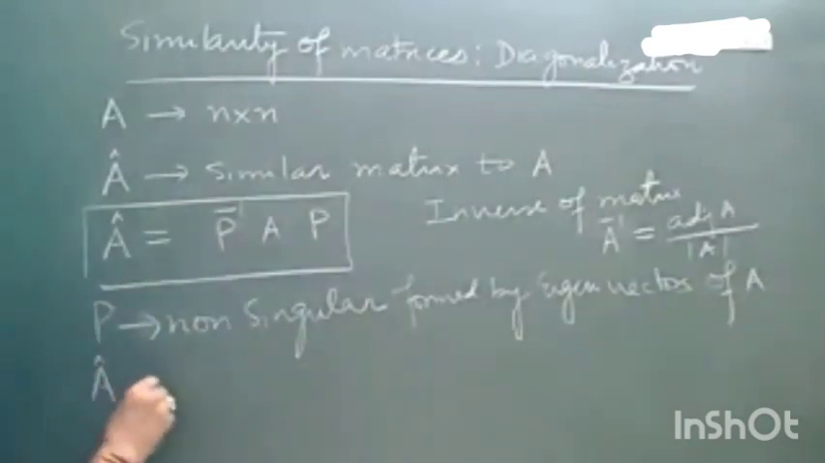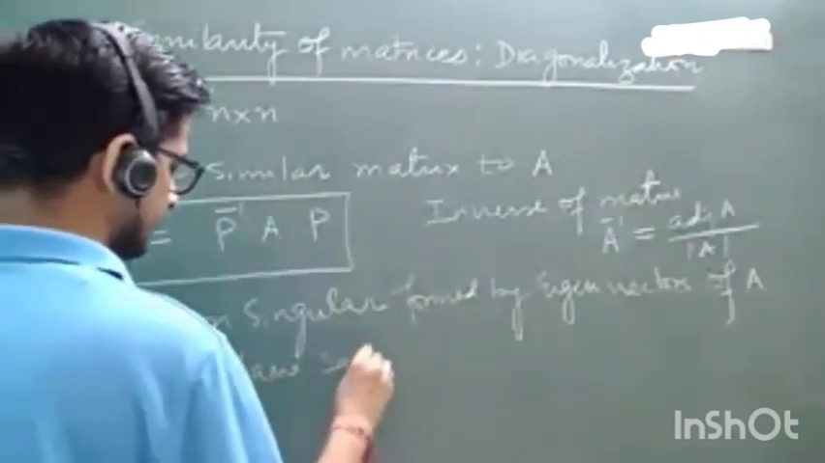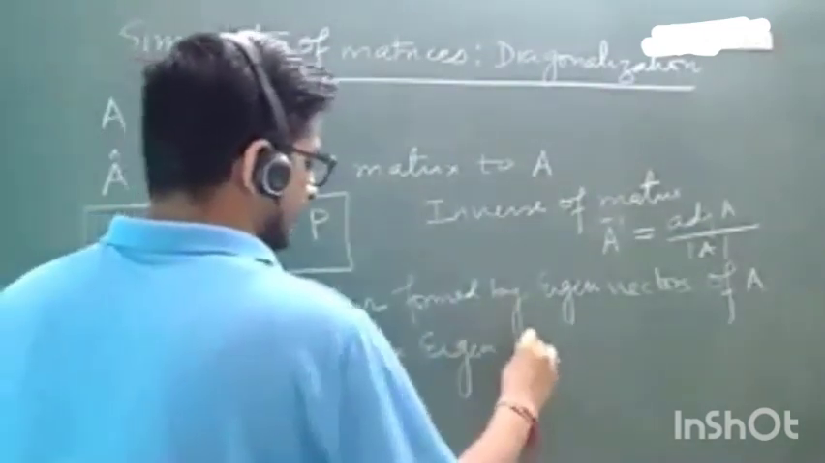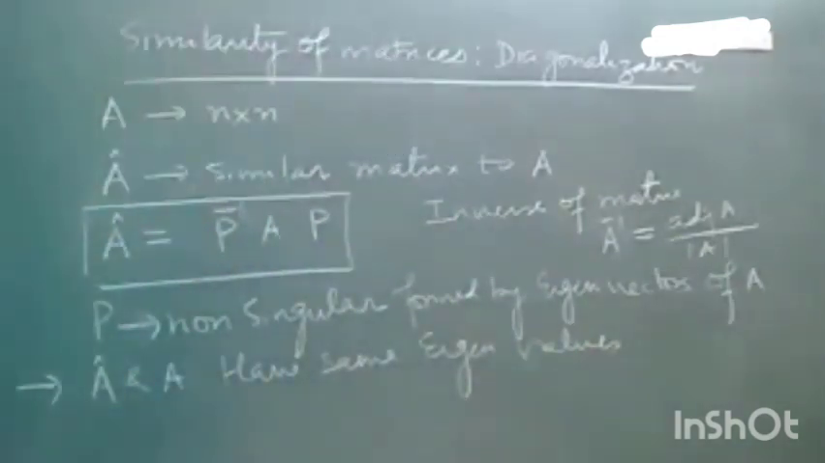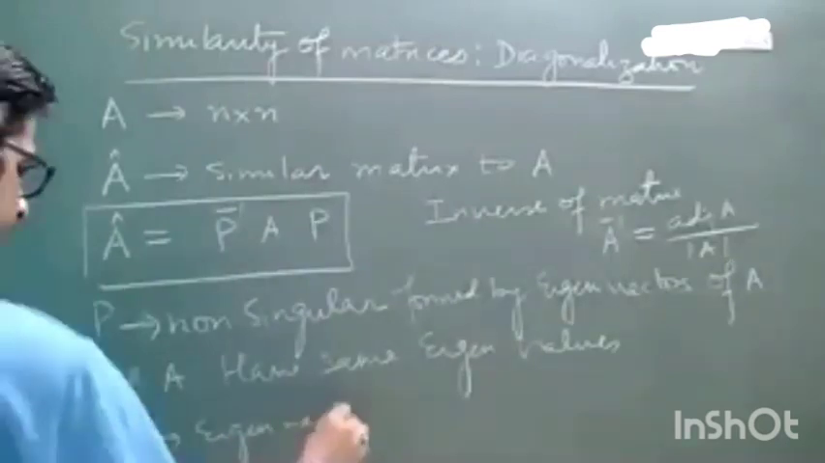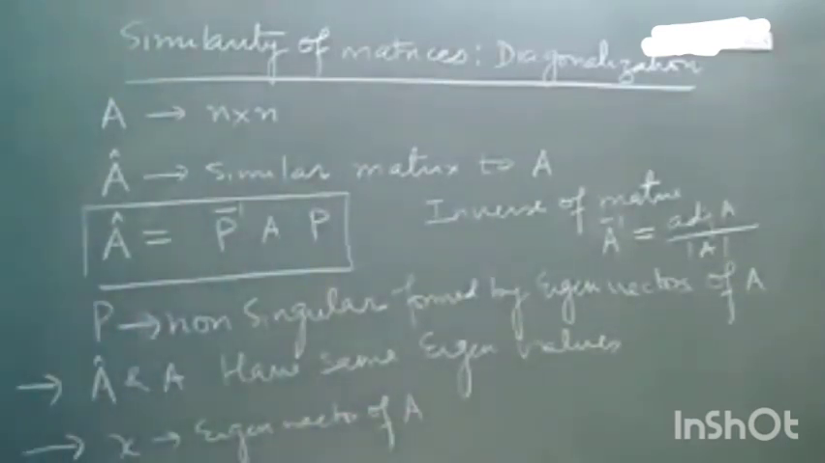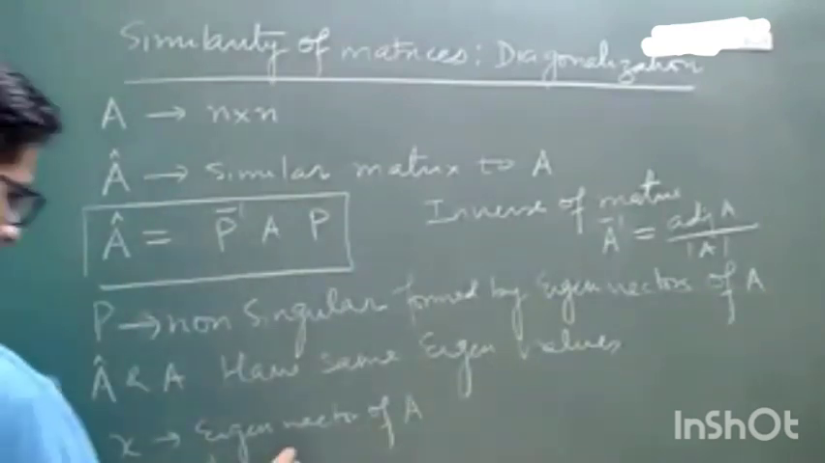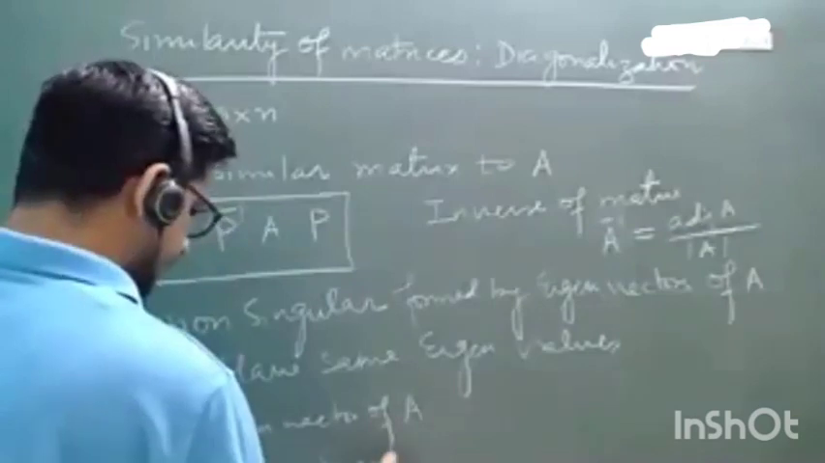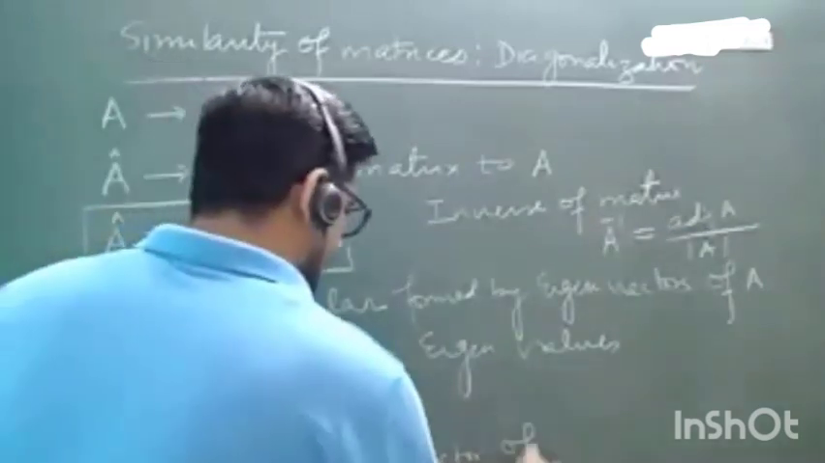A cap and A have the same eigenvalues. And also, if X is an eigenvector of A, then Y equal to P inverse X is an eigenvector of A cap.